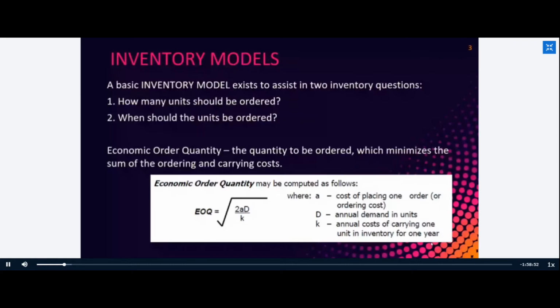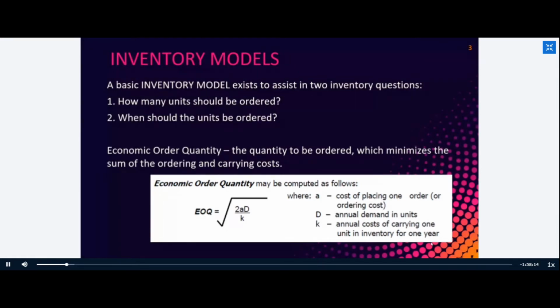And also in inventory management, we have the so-called inventory models. A basic inventory model exists to assist in two inventory questions. Number one, how many units should be ordered? And number two, when should the units be ordered? Basically, question number one is answered by the EOQ, or the economic order quantity. This is the quantity to be ordered which minimizes the sum of the ordering and carrying costs.